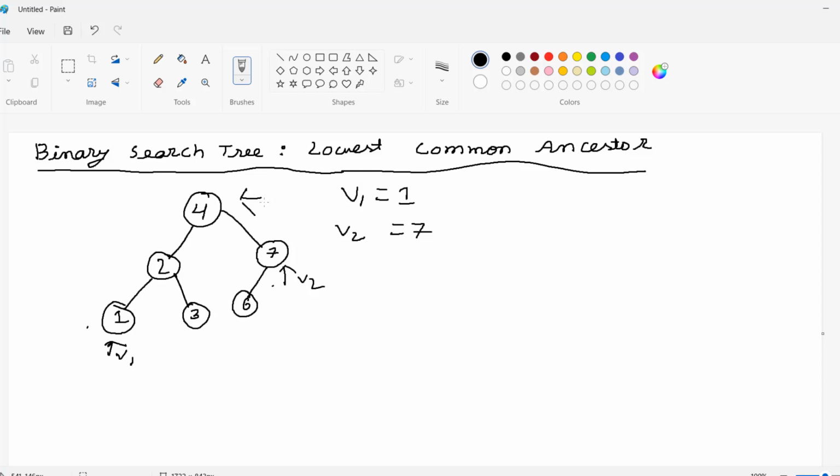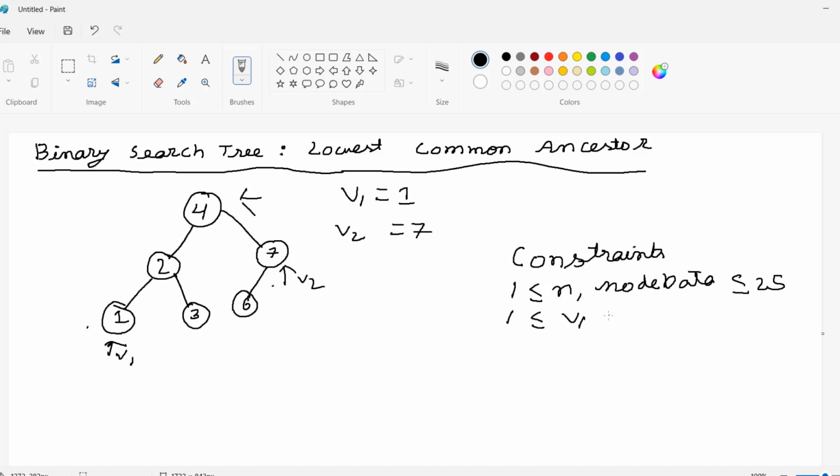So we understood the problem. Now let's see the constraints of this problem. Number of nodes and node data will be between 1 to 25. Okay, and v1 and v2 values are between 1 to 25, and the most important thing is v1 should not be equal to v2. So these are our constraints.